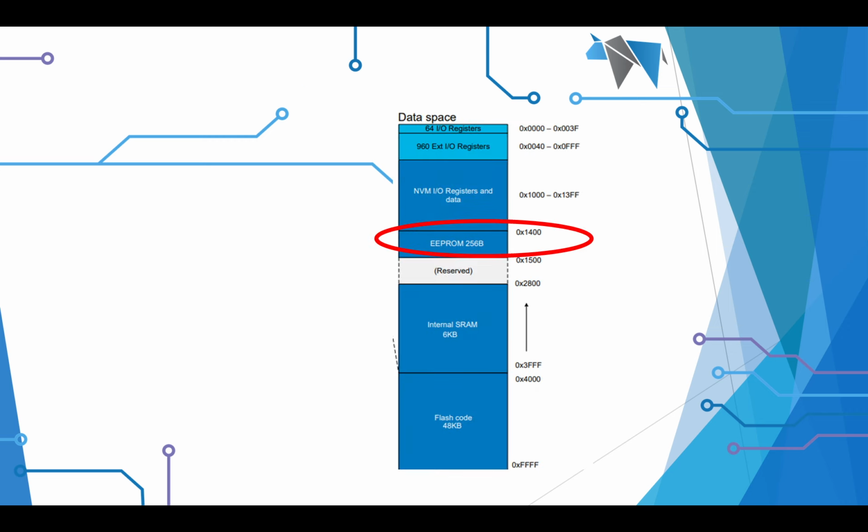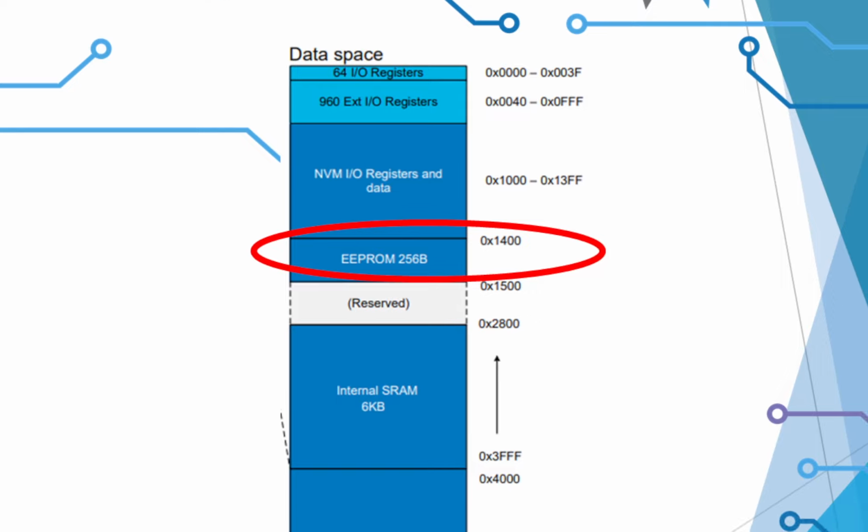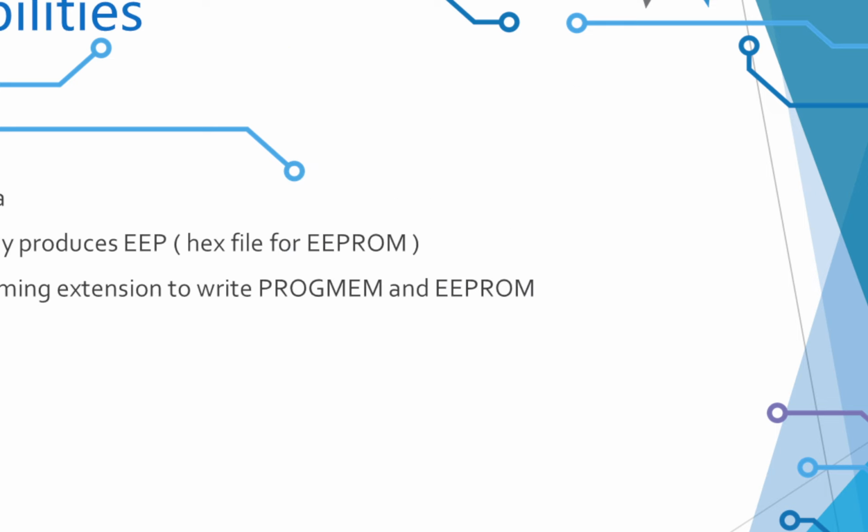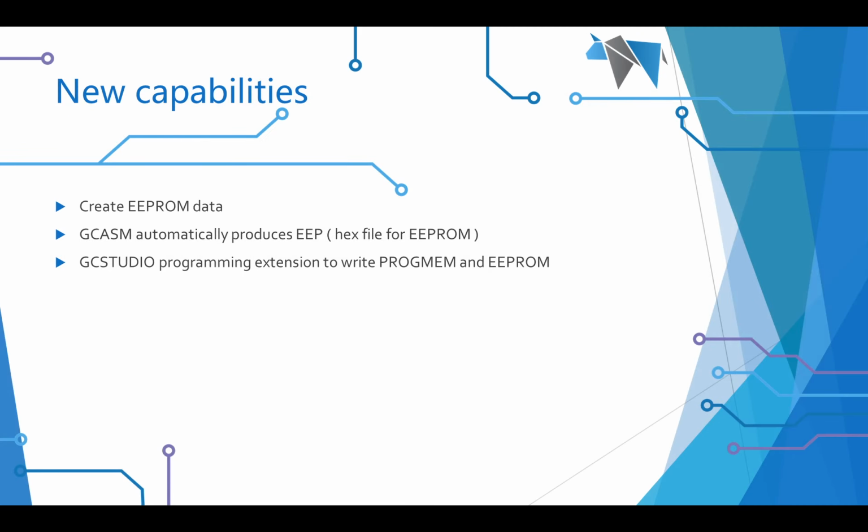What we're talking about specifically is this lump of memory, this 256 bytes in EEPROM. And if we structure the hex file correctly, and throw it at it, it will automatically program it for us, which is what we're going to be doing. So we're going to be able to create EEPROM data. We're going to produce EEP files directly now from GCASM, which is pretty good. And GC Studio now has a programming extension to read and write, read specifically program memory and EEPROM.